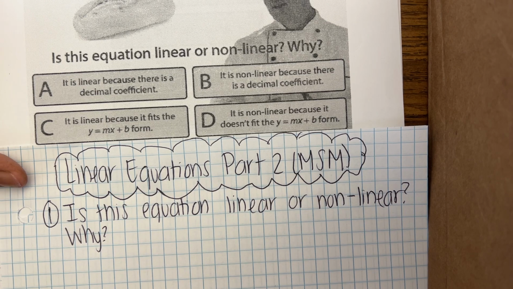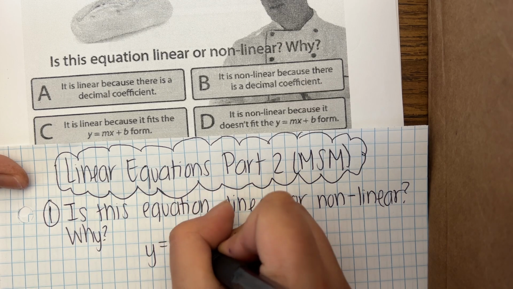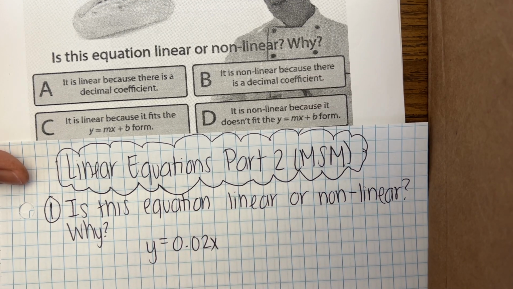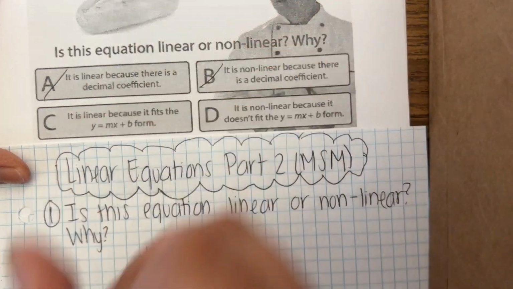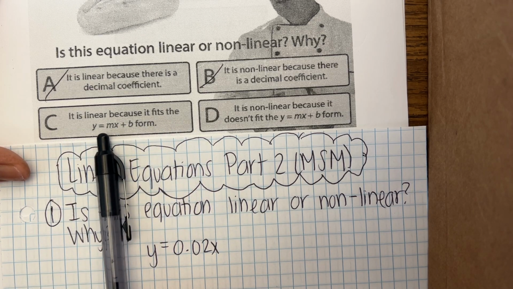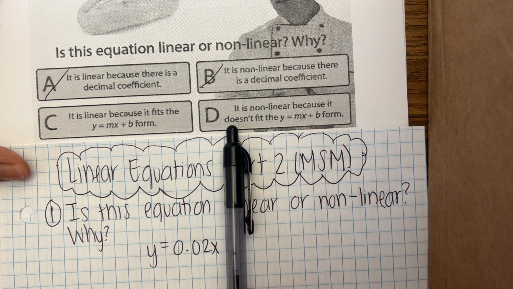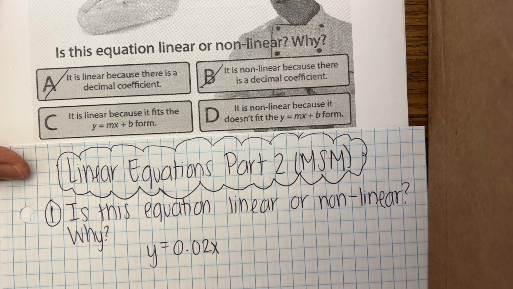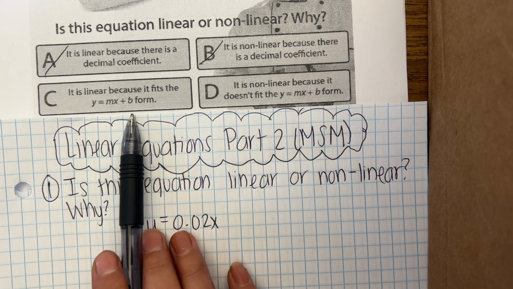So first things first, does it matter when our equation has a decimal point or a fraction? No, it does not. So A and B, we can cancel out. And C, it says it is linear because it fits a y equals mx plus b form, or D, where it says it is linear because it doesn't fit the y equals mx plus b form. So one thing that is very important to note is that, yes, it's going to be one of those two answers, but they mention a lot y equals mx plus b.